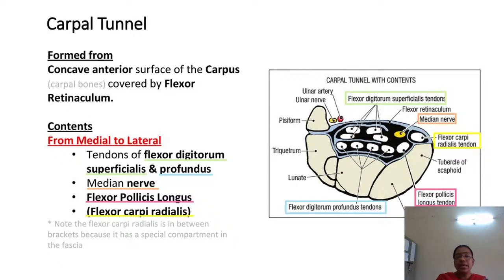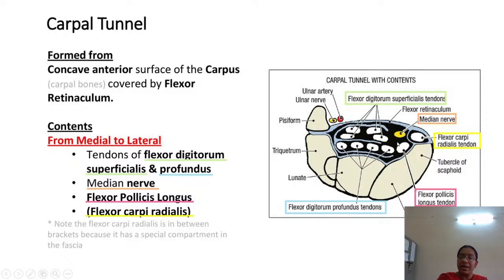Next, the structures which are passing beneath the flexor retinaculum. This is a cross section, and this is the flexor retinaculum you are seeing. It is attached medially to the pisiform bone, and laterally to the tubercle of the scaphoid and the hook of the hamate. We are seeing the pisiform and the hook of the hamate. So this is the flexor retinaculum.